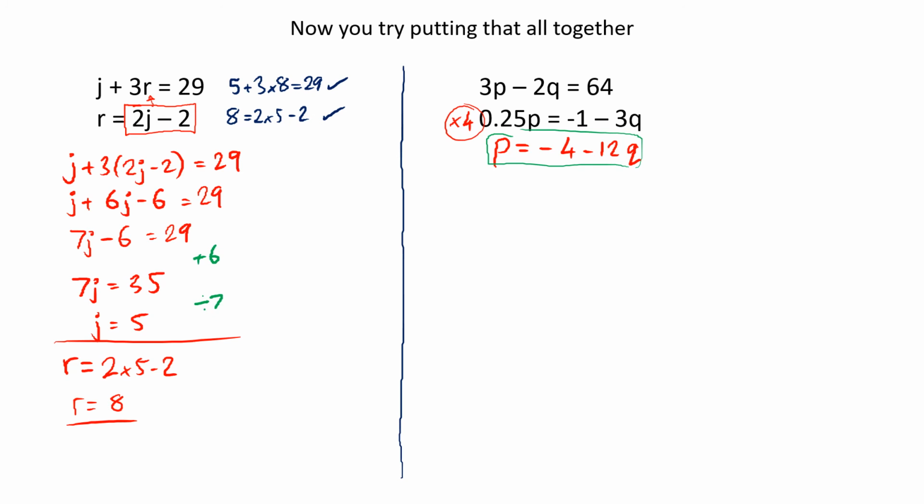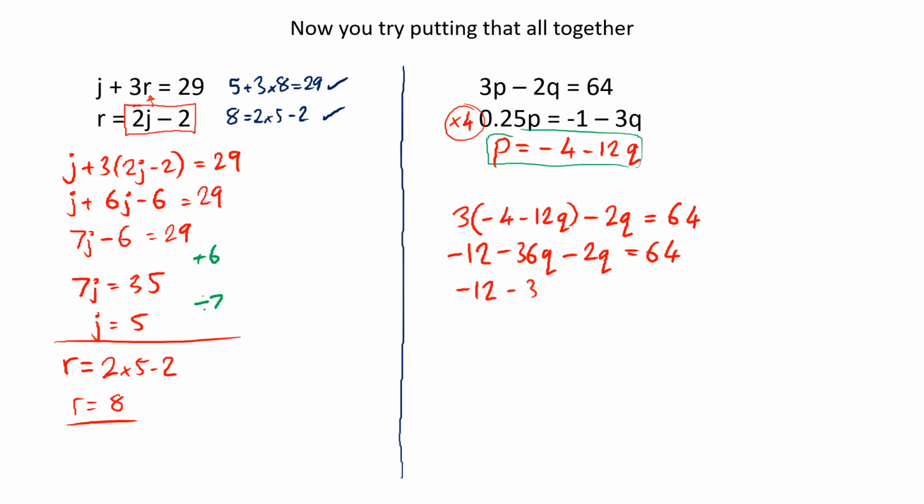So we're going to substitute in that p is equal to minus 4 minus 12q. That'll give us 3 lots of minus 4 minus 12q, minus 2q is equal to 64. Expand this, we'll get some negatives, so we'll end up with minus 12 minus 36q minus 2q is equal to 64. Okay, collect our terms, so we can collect the minus 36 and the minus 2 to give us minus 38.